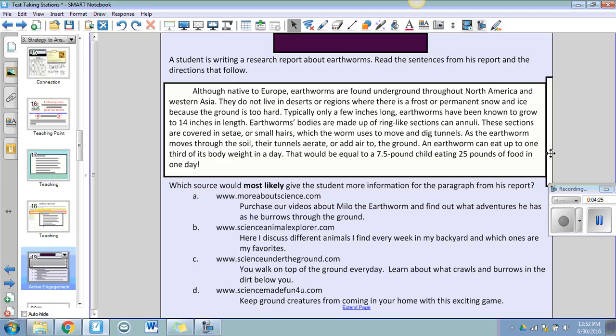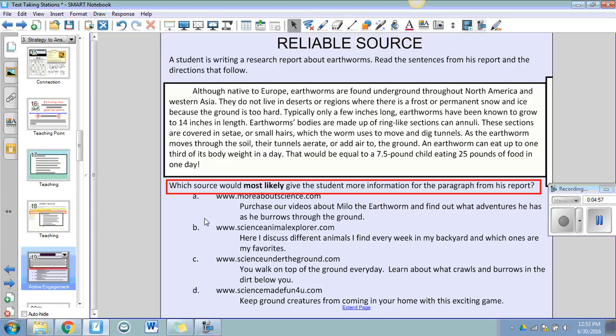All right, according to my steps, the first thing that I need to do is find the question or command. Here is my question or command. What I'm now going to do is read it. Which source would most likely give the student more information for the paragraph from his report? So because they're asking me about a source to give more information, they're probably asking me for a reliable source.